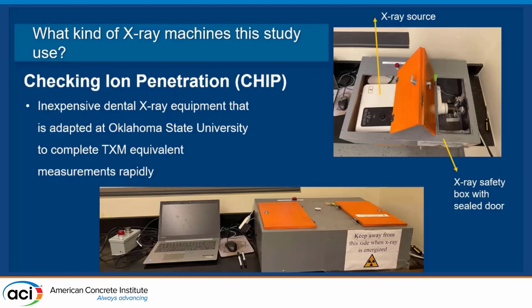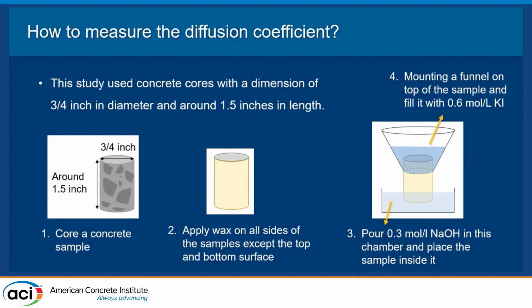What kind of X-ray machine did this study use? This study used CHIP for checking ion penetration. It's a kind of X-ray machine that was modified at Oklahoma State University to be able to do measurements equivalent to a TXM, or transmission X-ray microscope. How do we measure the diffusion coefficient?